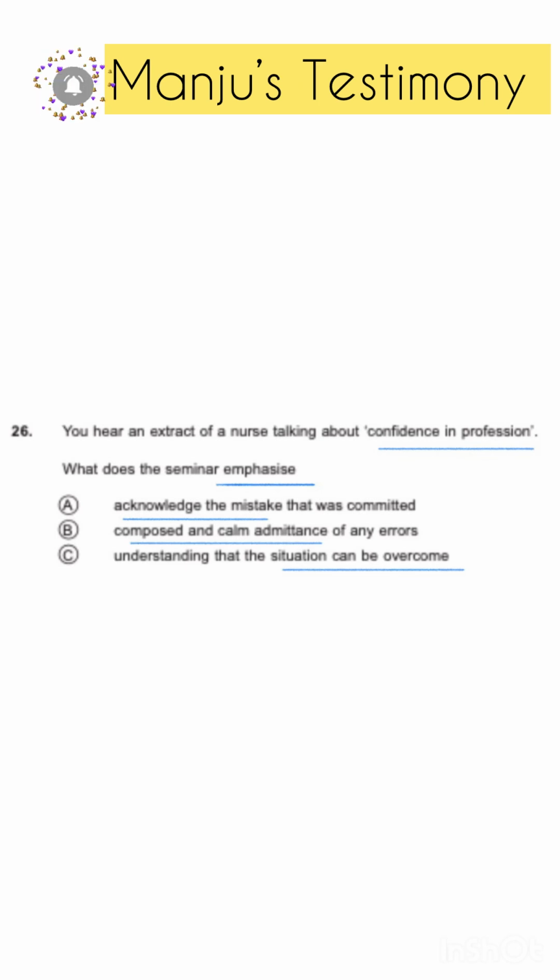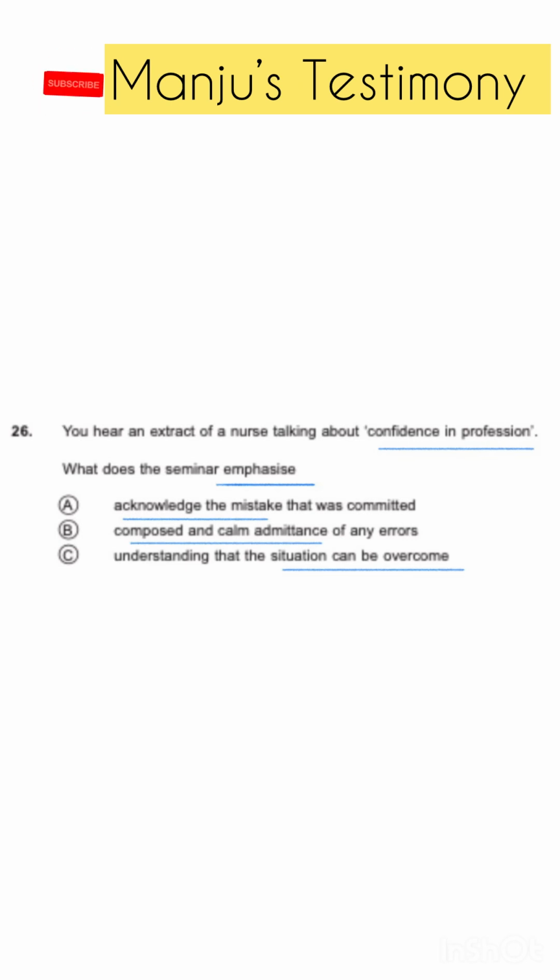So she was talking that it is all about self-confidence. We have to acknowledge our mistake and tell openly about the mistake to our manager so that we can overcome a frustrating situation. Okay, so this is all about this audio. So from this audio and the options we can easily understand that understanding that the situation can be overcome is the right answer, but there may be a doubt that can be erased. Why acknowledging the mistake that was committed is not the right answer.